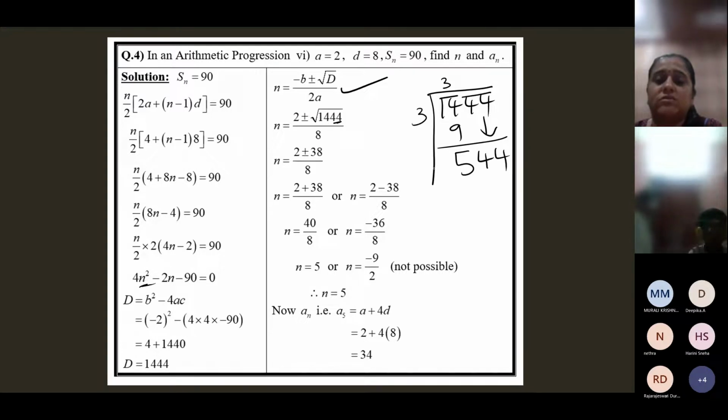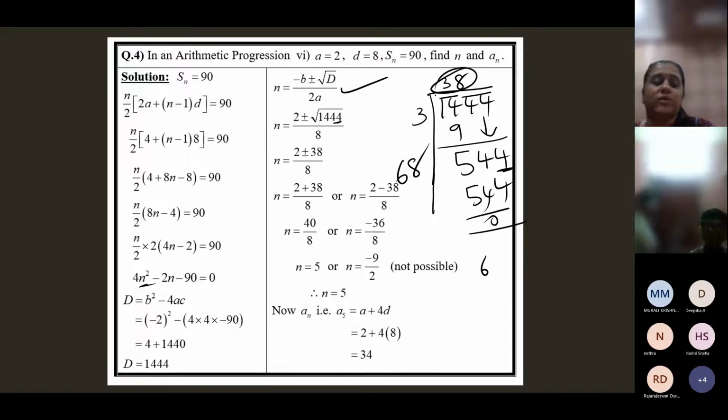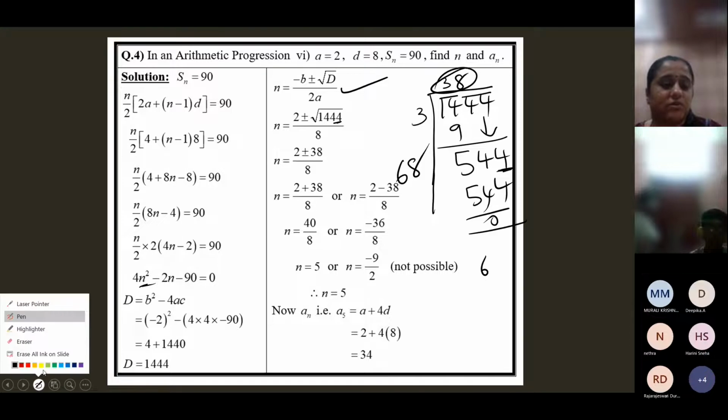The next pair comes down. Double the quotient, and it ends with 4. So it can be 2 twos are 4 or 8 eights are 64. So 8 eights are 64, 4, 6 carry over. 8 sixes are 48 plus 6 is 54. 0. 38 is the square root.